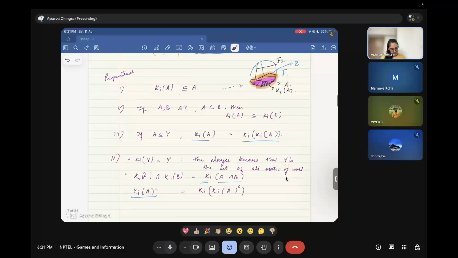Then if event A is a subset of the whole set, then player I knowing that he knows A actually is the same as him knowing A. So these two are pretty much the same thing. This is more like a definition thing and nothing more.